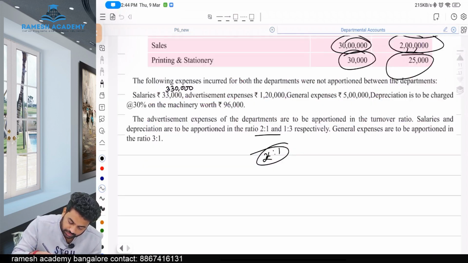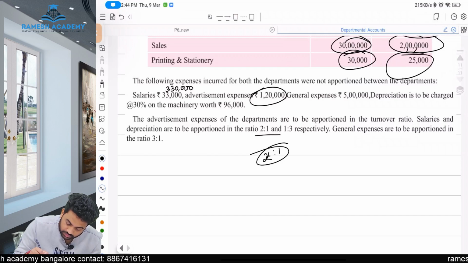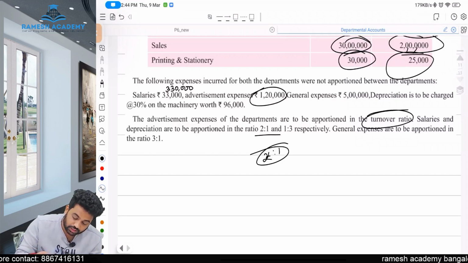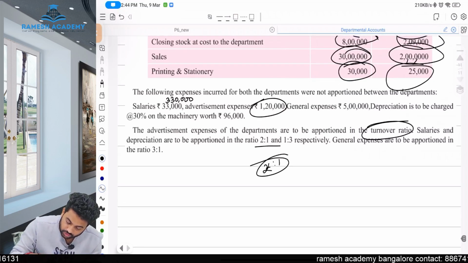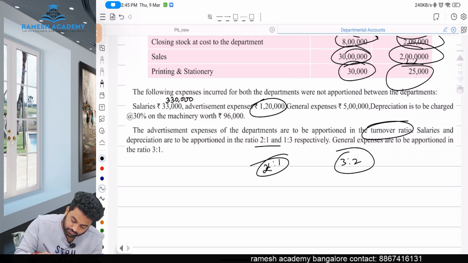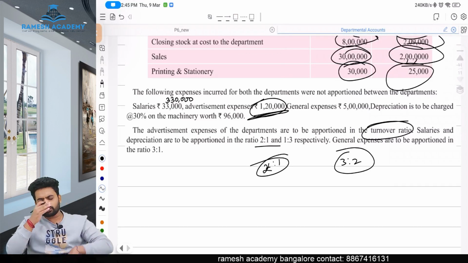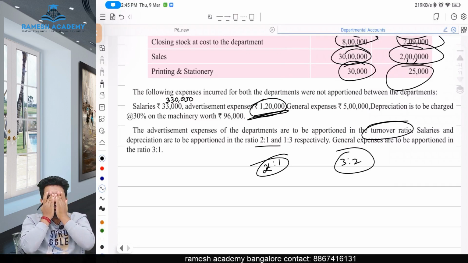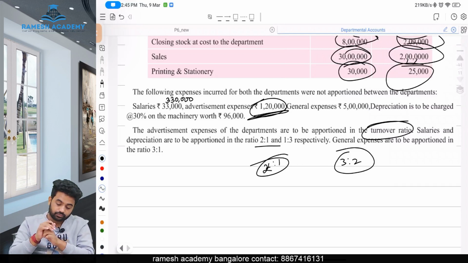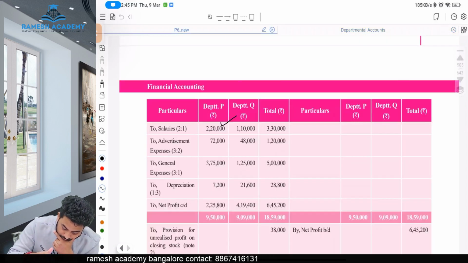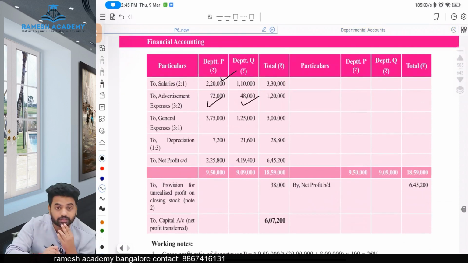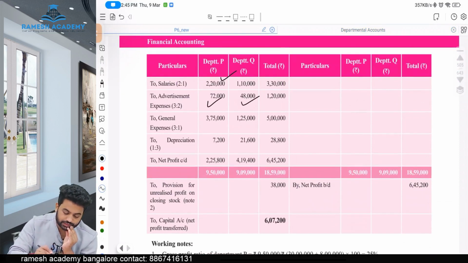Next, there is an advertisement expense of 1,20,000. They are asking advertisement expense on the ratio of turnover, it seems. Even if they don't give it, we have to do it that way only. So how much is it? 30 lakh and 20 lakh, which is 3:2. The advertising expense of 120 should be apportioned in 3:2. So how much is it? 24, 48, 72. 72 and 48 is the advertisement.